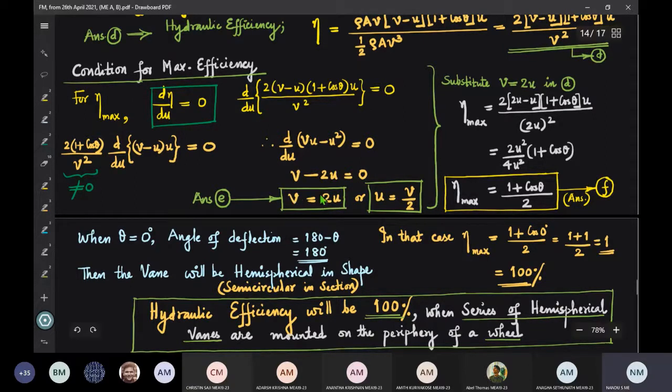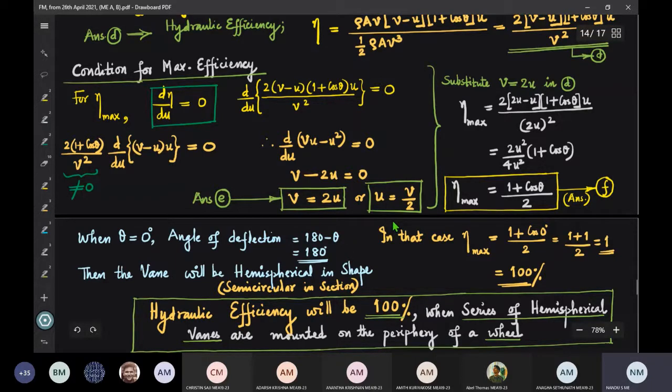So this is the condition which will maximize the efficiency. In this case, V is equal to 2U. What does it mean? The velocity of the jet should be twice the velocity of the plate. Remember, the velocity of the plate is the same as the tangential velocity of the wheel.